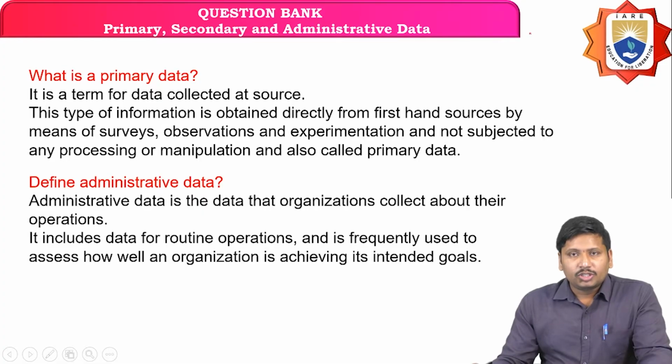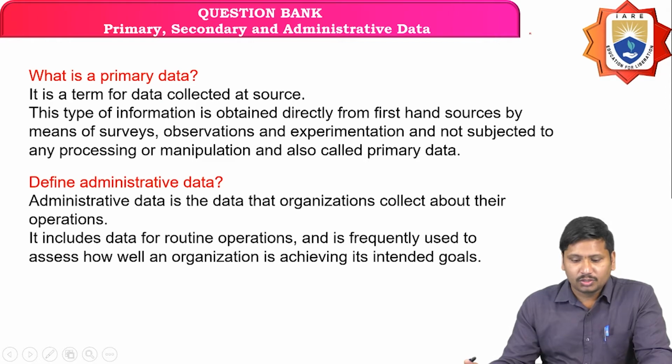So the very first question is, what is primary data? It is the term used for data that is collected at source. This is the type of information obtained directly from first-hand sources by means of surveys, observations, and experimentation, and not subjected to any processing or manipulation. That is what you can call primary data.